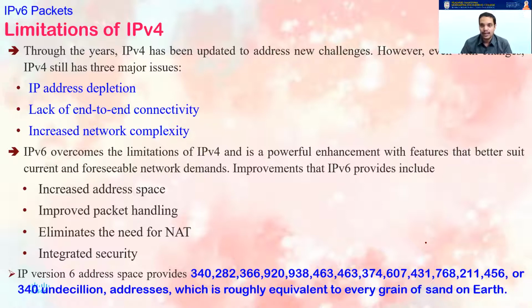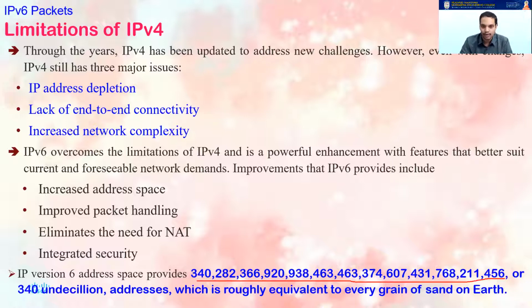To see the number, this is the number of IPv6 addresses that are available. We call it 340 undecillion addresses. That means 340 times 10 to the power 36. Roughly, if you calculate the number of grains of sand on the entire earth, it is equal to this number. So rest assured, the address depletion problem won't be a problem again for maybe the next 100 to 150 years. We have so many addresses now, 340 undecillion.